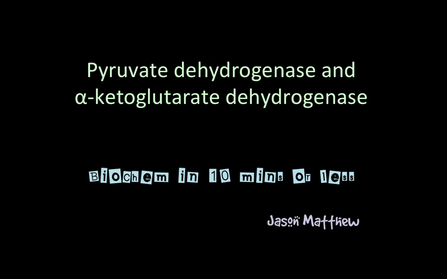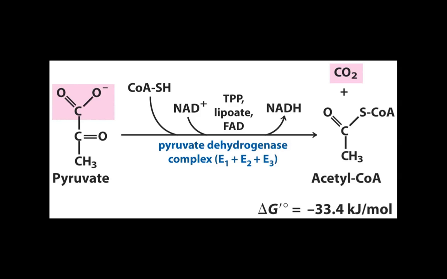Today we're going to be talking a little bit about pyruvate dehydrogenase and alpha ketoglutarate dehydrogenase. We're going to be looking at it from a level 1 biochemistry perspective. So here's the reaction that pyruvate dehydrogenase will catalyze. We are converting pyruvate to acetyl-CoA plus carbon dioxide.